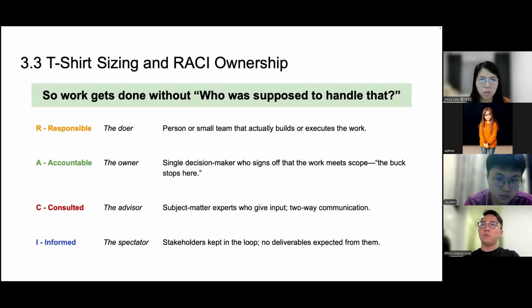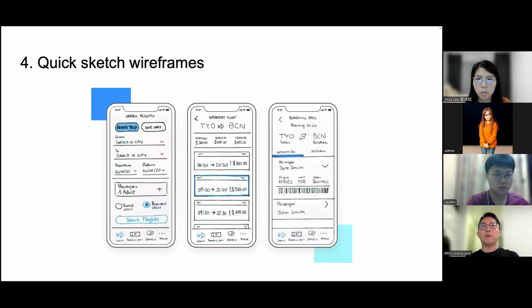All right, so T-shirt sizing we covered, RACI we covered, and we're done with part 3 and come to the fourth section, which is the quick sketch wireframes. So I'm going to pause for a while. Is everybody okay so far up to section 3? Okay, good. Thank you. So we'll jump straight to wireframing. Okay, wireframe. What is this about?